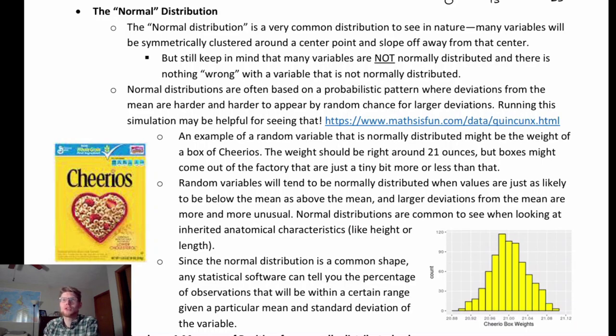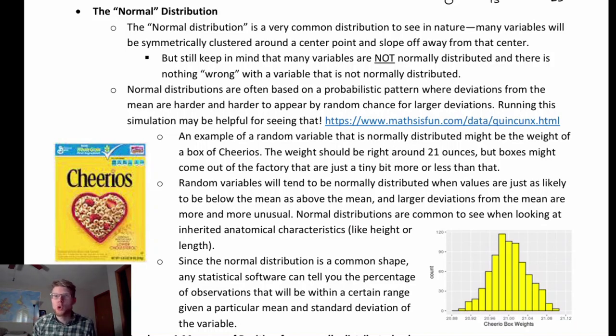So normal distributions are often based on a probabilistic pattern where there's going to be kind of a center, a common value that data values are going to be very close to, and deviations from the mean become rarer and rarer to see the larger the deviation becomes.